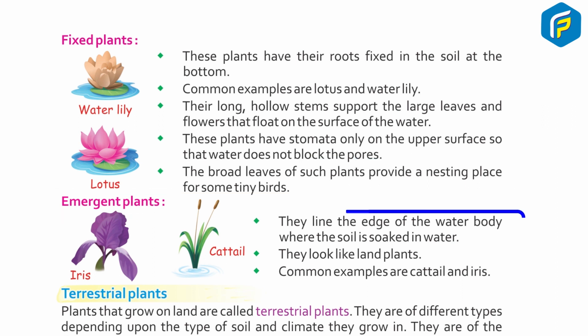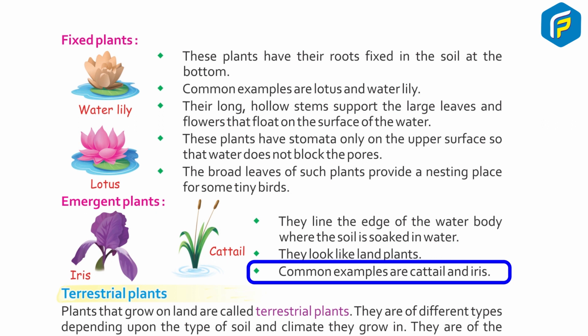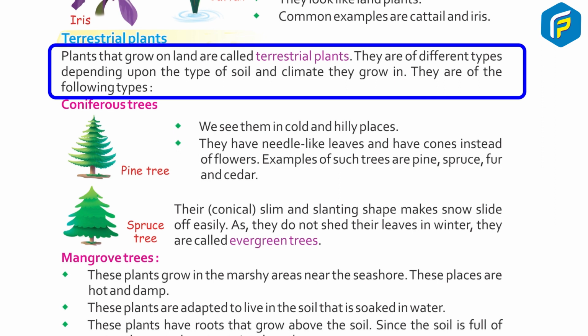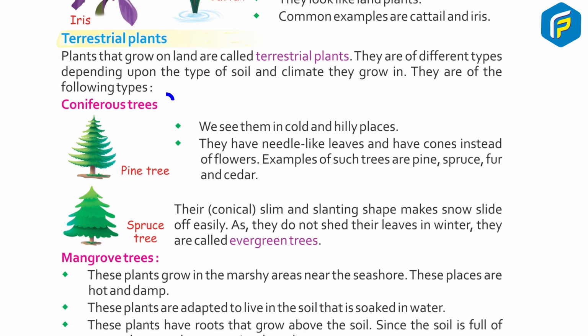Emergent plants. They line the edge of the water body where the soil is soaked in water. They look like land plants. Common examples are kettle and iris. Terrestrial plants. Plants that grow on land are called terrestrial plants. They are of different types depending upon the type of soil and climate they grow in. They are of the following types.